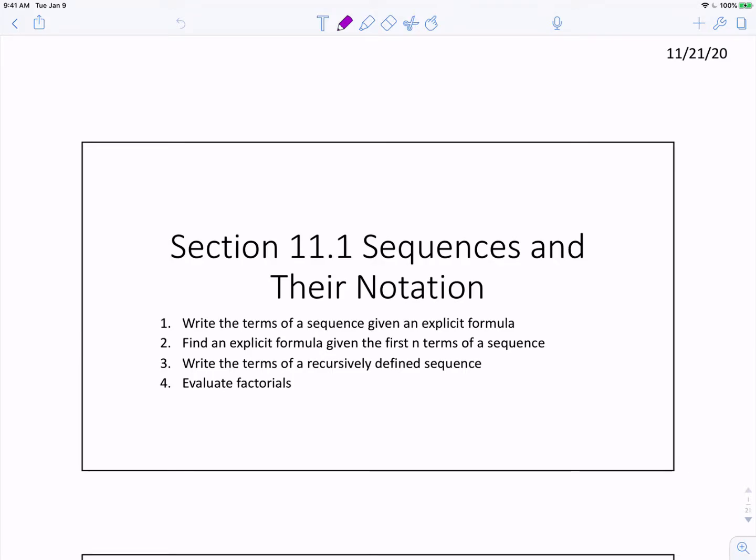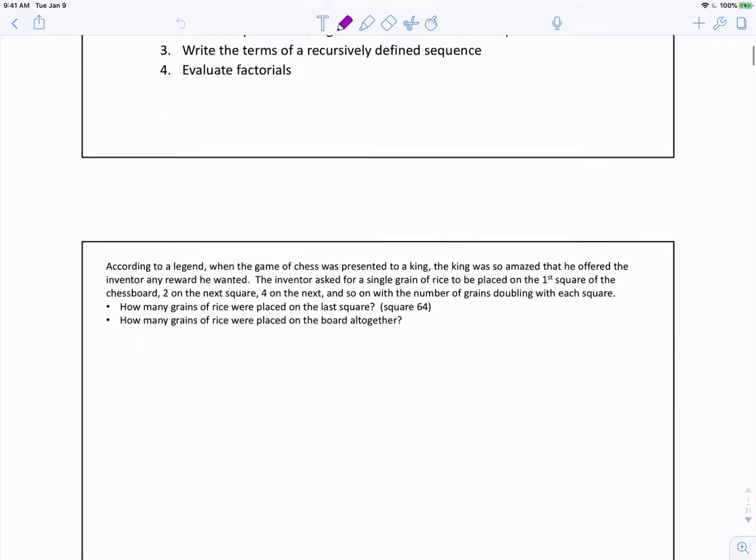Section 11.1, Sequences and their Notation. In this section, we'll write the terms of a sequence given an explicit formula. We'll find an explicit formula given the first n terms of a sequence. We'll write the terms of a recursively defined sequence, and we'll evaluate factorials.